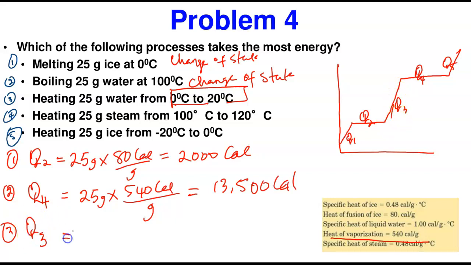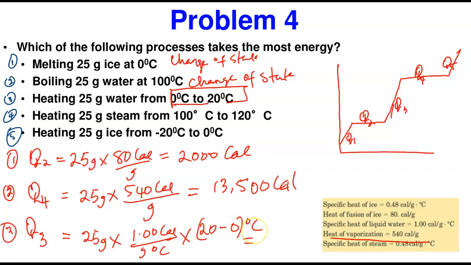Our Q3 is going to be, again, the mass of water. The mass we have there is 25 grams. It's constant. You're going to multiply that times the specific heat capacity, and Q3 here means only water. Water has a specific heat capacity of 1.00 calories per gram per degree Celsius, times the change in temperature. You're going from 0 to this, so basically it's 20 minus 0 degrees Celsius. If you multiply everything together, you get about 500 calories.